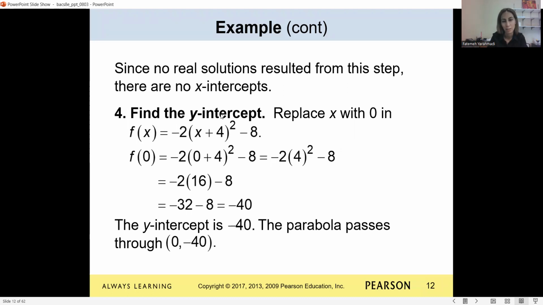We can find the y-intercept as well. To find the y-intercept, just substitute 0 for your x and find the y value. y is -2(0 + 4)^2 - 8, or -2 times 4 squared minus 8. 4 to the second power is 16, -2 times 16 minus 8, which is -40. So this is your y-intercept.